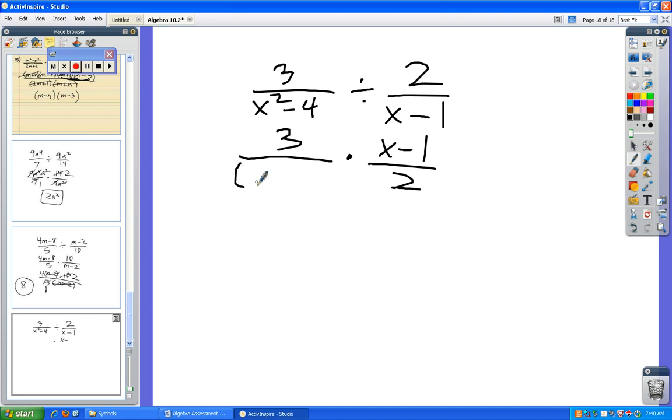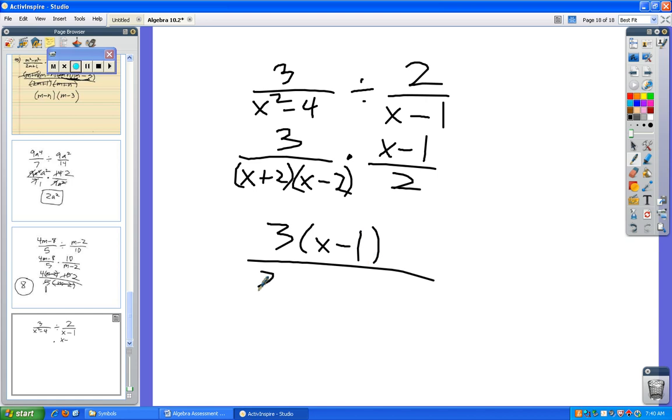The bottom can be factored. Nothing in common but the first terms, that gives you x squared. Last terms multiply out to negative 4, so plus 2, minus 2. Yeah, there's nothing to cancel. Okay, 3 times x minus 1 over 2 parentheses x plus 2, x minus 2.